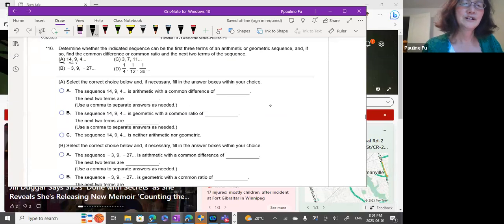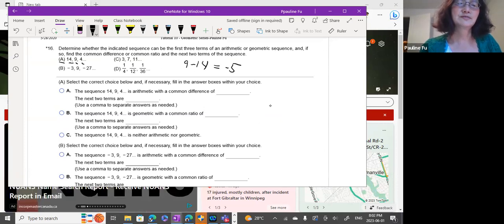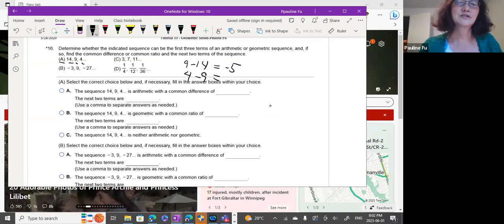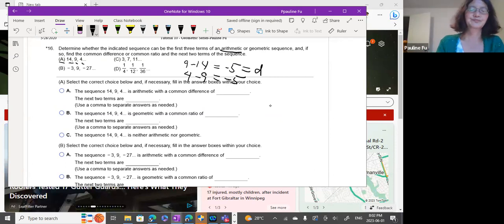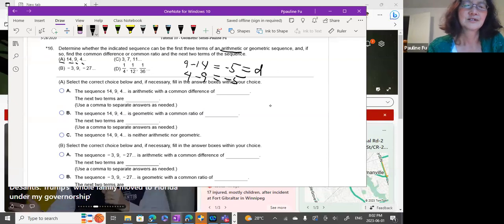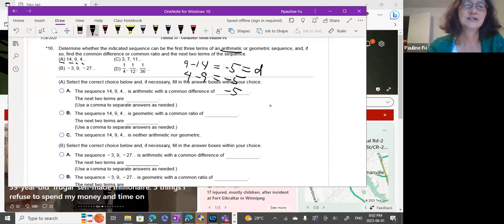So you have 14, 9, 4. If you use 9 minus 14, second term minus first term, you get -5. And then 4 minus 9, you get -5. So it looks like this is an arithmetic sequence with common difference d equal to -5. So the sequence is arithmetic with common difference -5. Right, this is A.